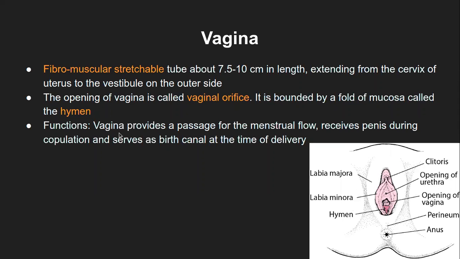Then the function, obviously, is that it provides the passage for the menstrual flow during the menstruation phases of a woman. Then it also receives the penis during copulation. Again, copulation means sexual intercourse, which is another scientific word for it. So it receives the penis during sexual intercourse and serves as a birth canal at the time of delivery.